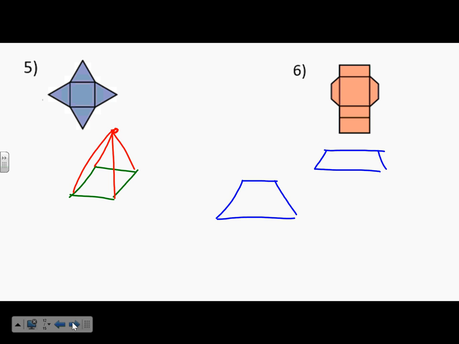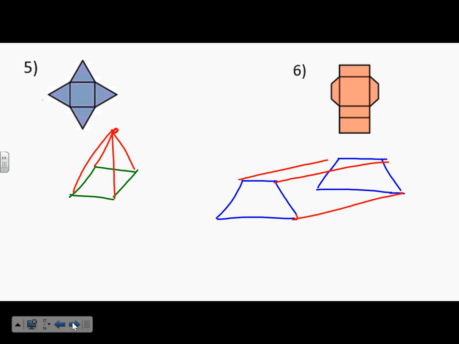And again, there's several different ways you can do this. Try to make those look the same. I didn't do a very good job with that. A little bit better. And then again, all you have to do is connect corners to their respective corners. That's it.